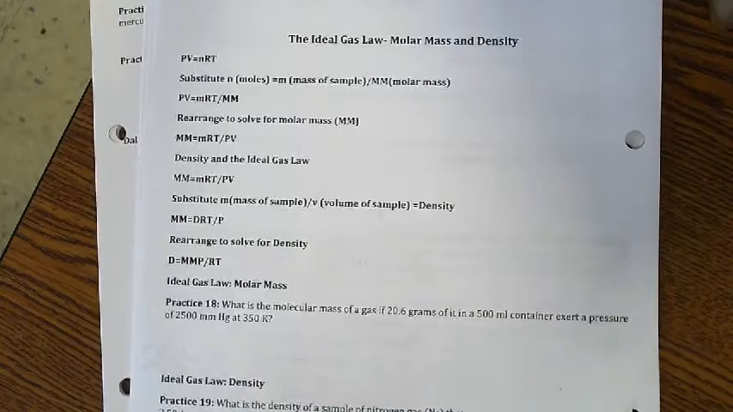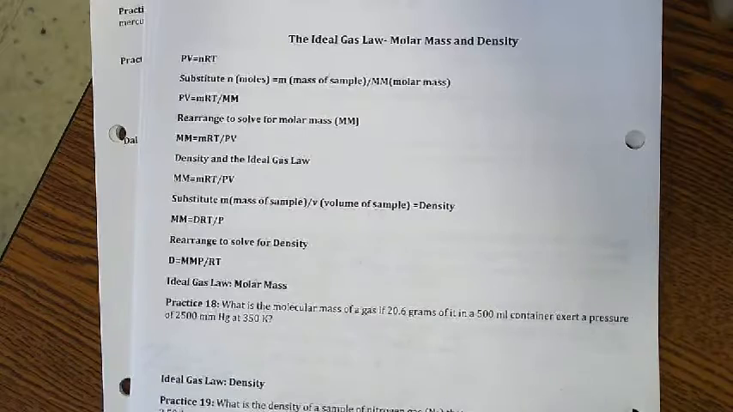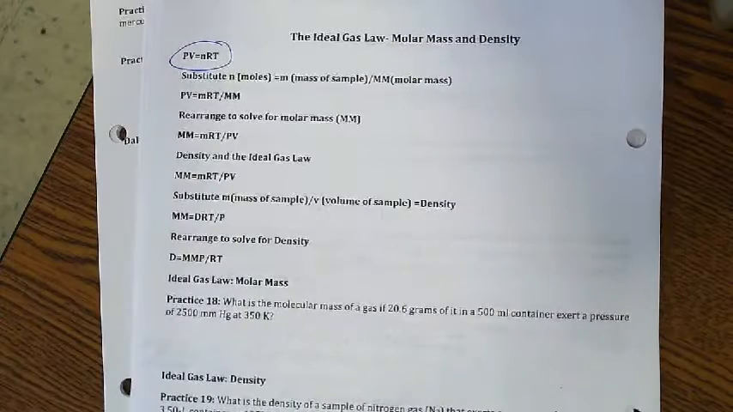Okay, today I'm going to show you guys how to use the ideal gas law to determine the molar mass of an unknown gas or its density. You're going to have to bear with me for a second to allow me to substitute some things into this equation. Remember, this is PV equals nRT: pressure times volume equals the number of moles of gas times the universal gas constant times temperature.